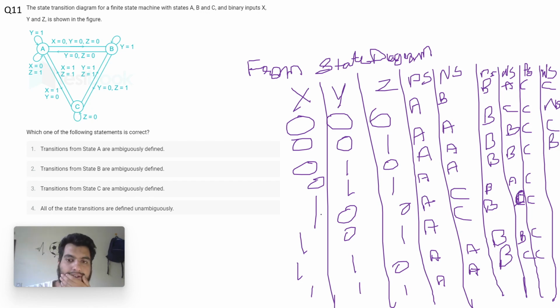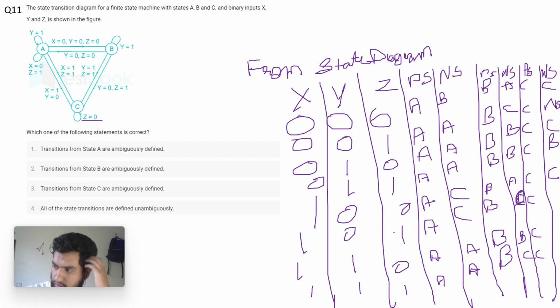Now x equal to 1, y equal to 0, and z equal to 0. I'll just remain at C, because z equal to 0 means I have to remain at C based on this condition. Now 1, 2, 3, 4, 5, so 1, 0, 1.